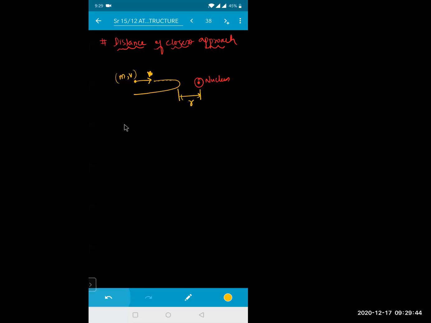Right? So the kinetic energy of this one, the entire kinetic energy that it has while going, is entirely converted into potential energy. So this kinetic energy will be equal to your potential energy between these two: that is 1 by 4 pi epsilon naught into Z1 into e into Z2 into e divided by R. So from this, writing the R value, R is equal to Z1 into e into Z2 into e divided by 4 pi epsilon naught into your K. Okay, that is your radius.